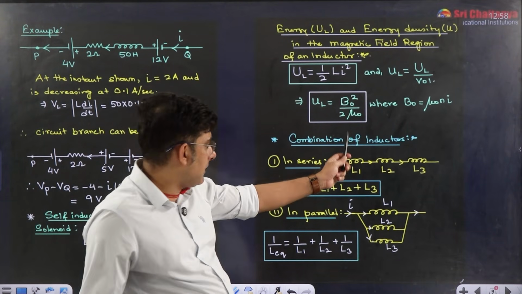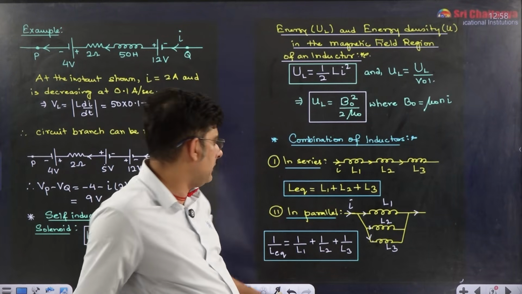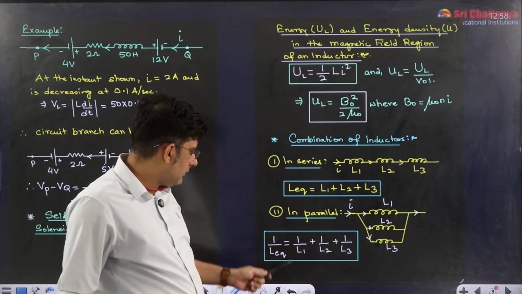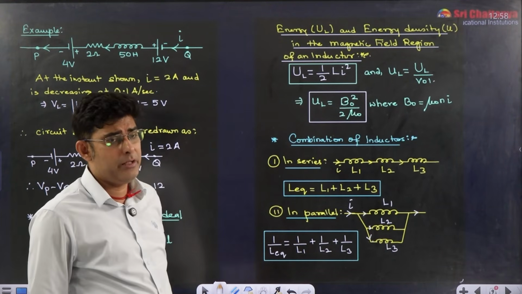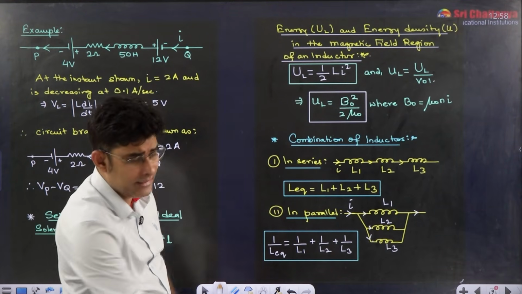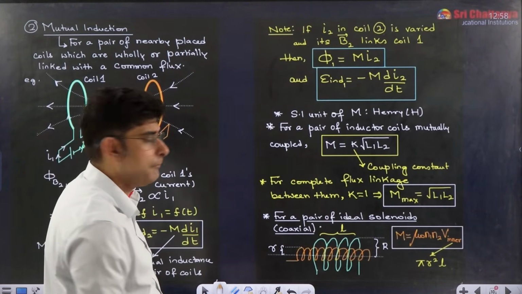Combination of inductors. If you have inductors combined in series, just like resistance, L equivalent, you will take L1 plus L2 plus L3. If they are connected in parallel, current will divide into different parts, but 1 by L equivalent is 1 by L1 plus 1 by L2 plus 1 by L3. Just like series and parallel combination for resistors, similar we have in inductors also.